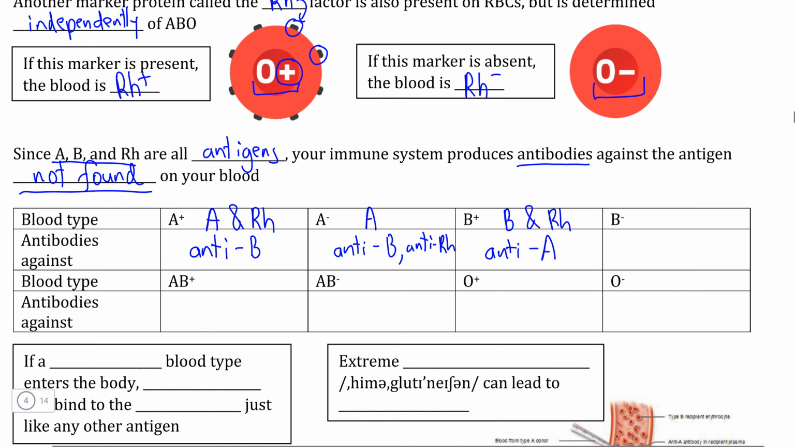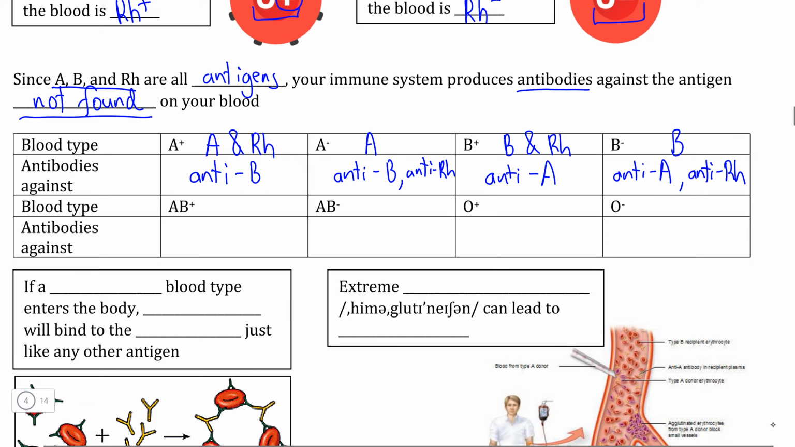But with B negative blood that only has the B antigen here, they would make not only antibodies that would attack the A antigen, but also antibodies that would attack the Rh factor as well.